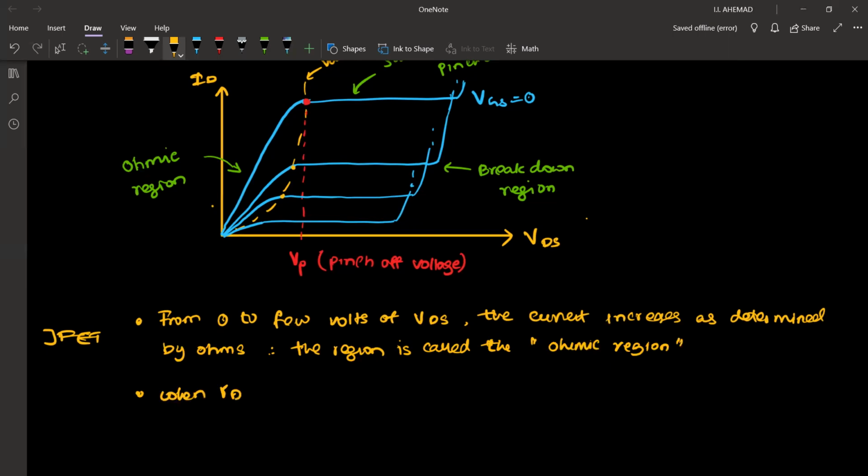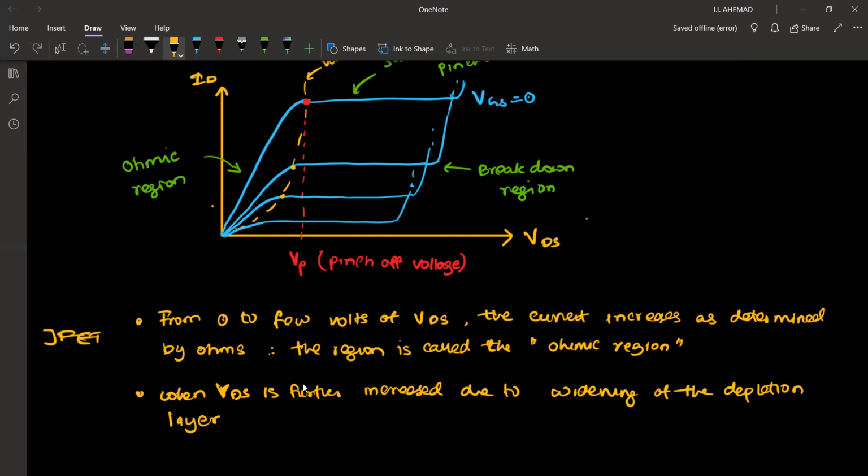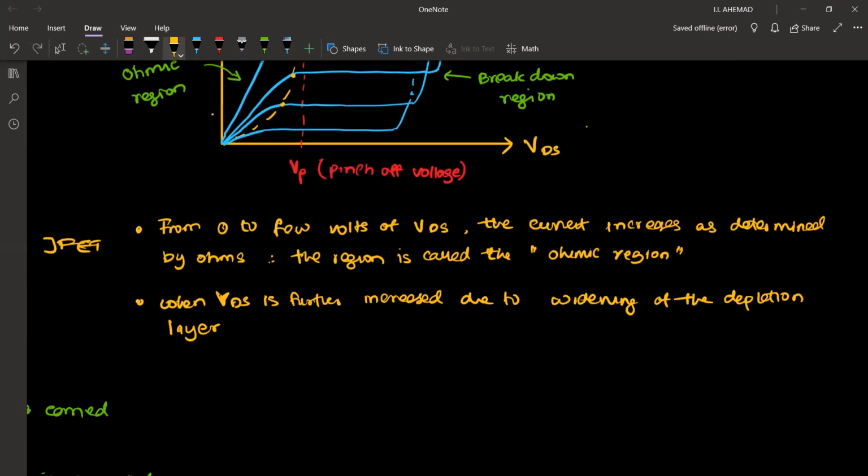When VDS is further increased, due to widening of the depletion layer, channel resistance increases.